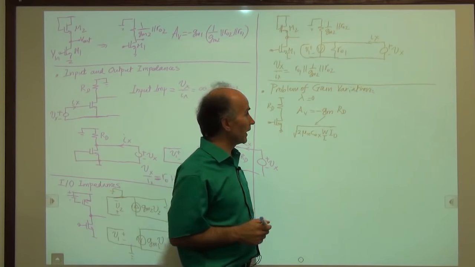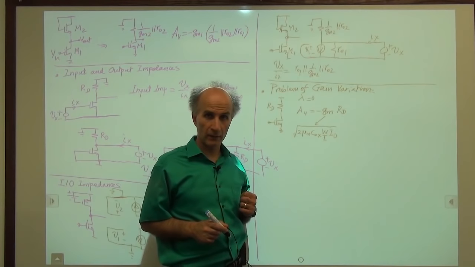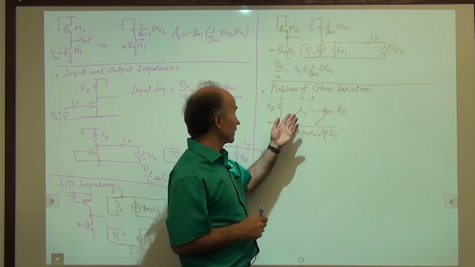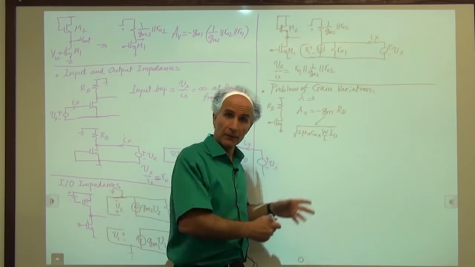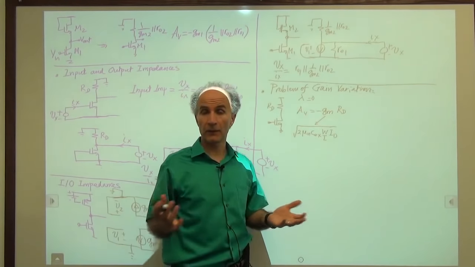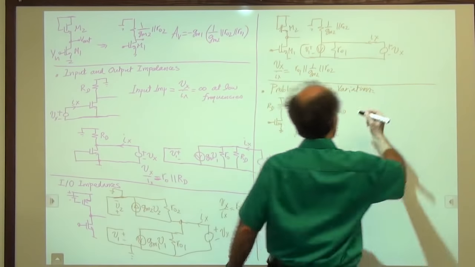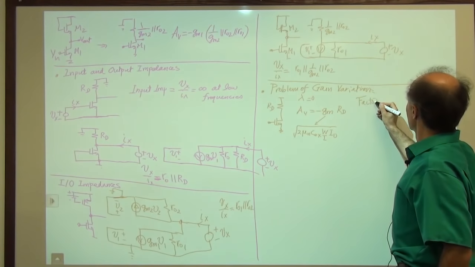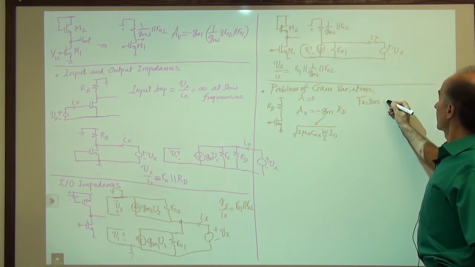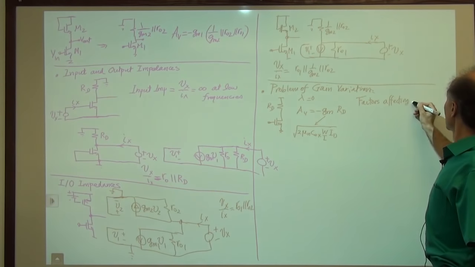Okay, so we have several different types of variations that arise. What that means is that when I design the circuit for a gain of, let's say, 5, and I actually build it and I go measure it, I may get different numbers. And we'd like to see why. All right, so there are the following factors affecting the gain.